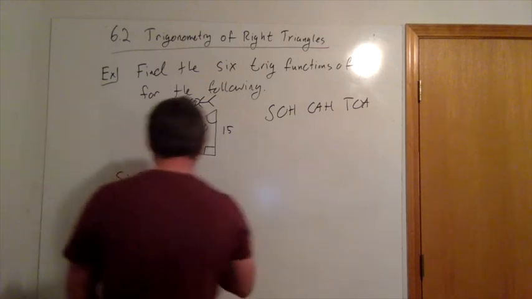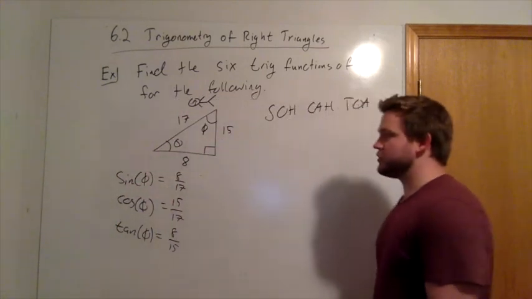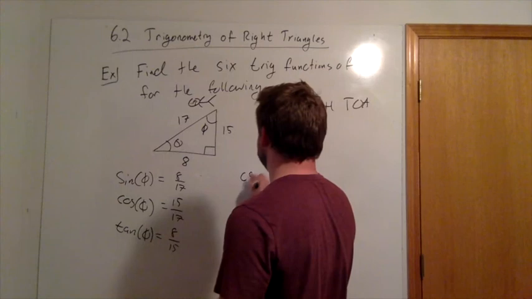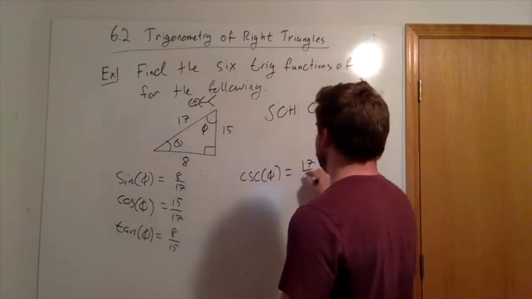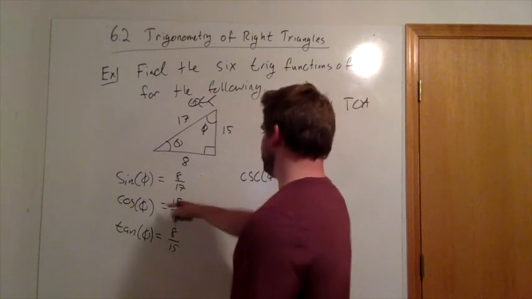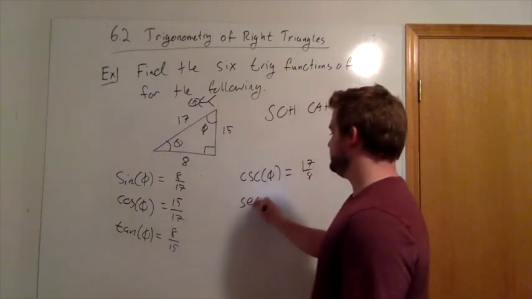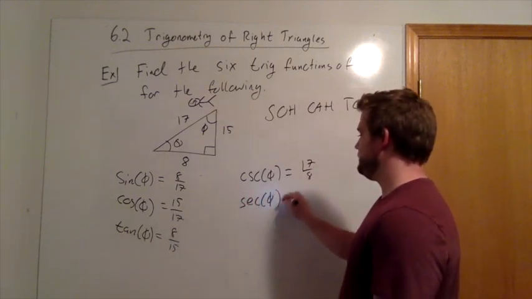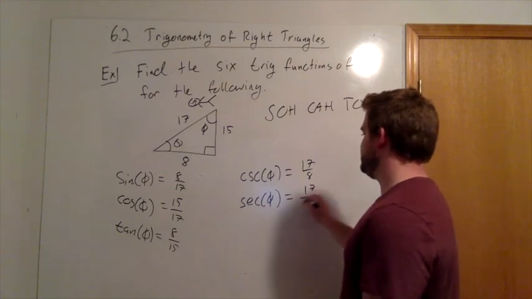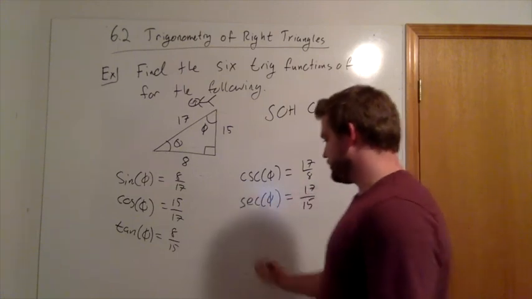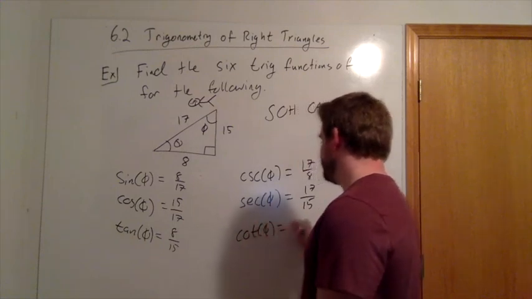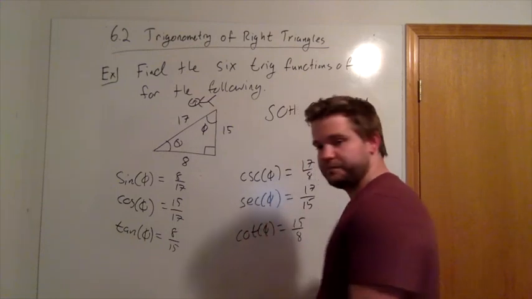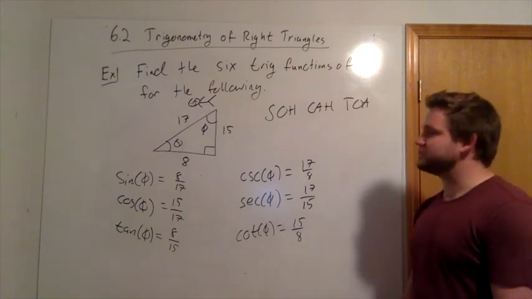Now for the other 3, we'll just reciprocate these. So the reciprocal of sine is cosecant. So the cosecant of phi will be 17/8. The reciprocal of cosine is secant of phi. So that'll be 17 over 15. And the reciprocal of tangent, cotangent, that'll be 15/8. And there we have it, the 6 trig functions of phi.